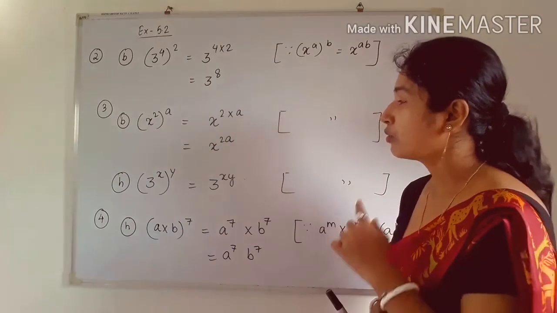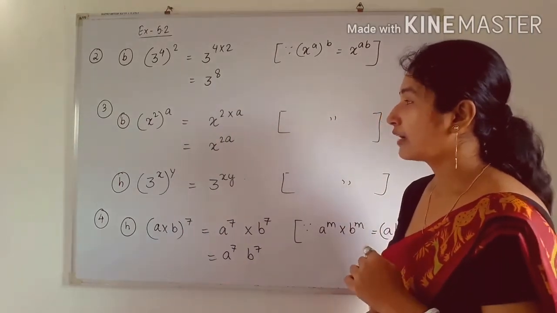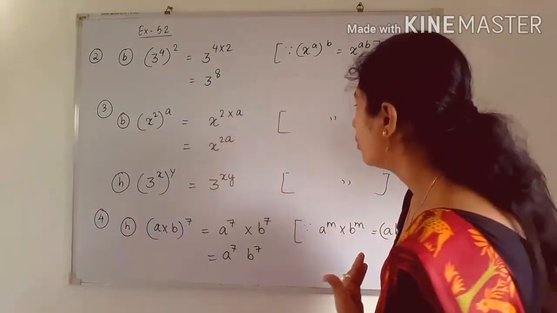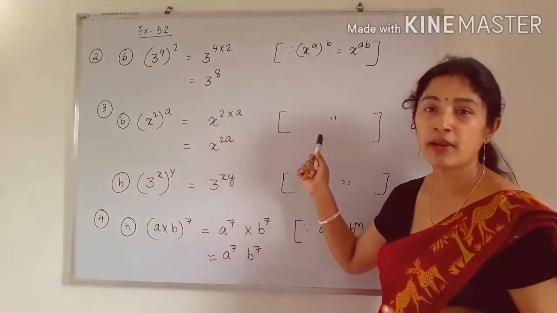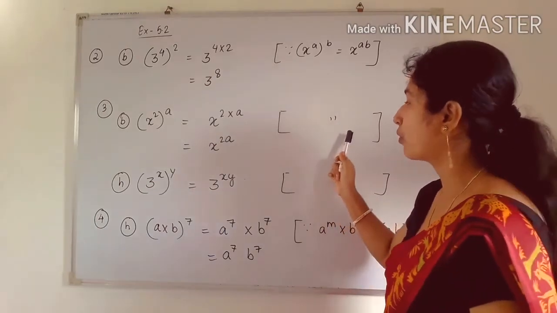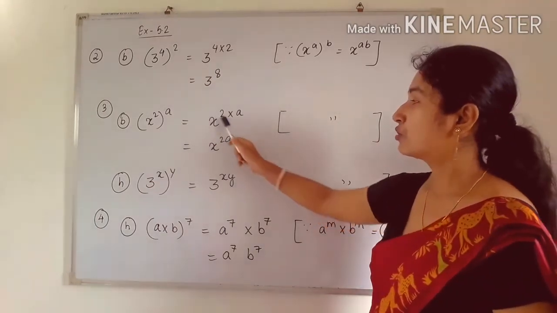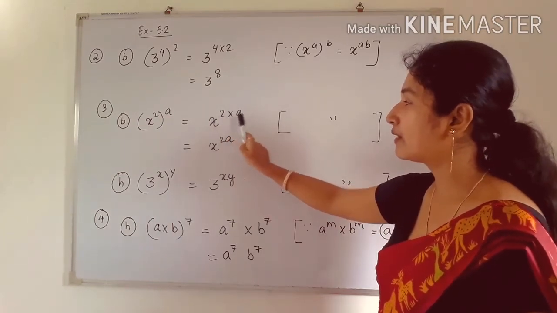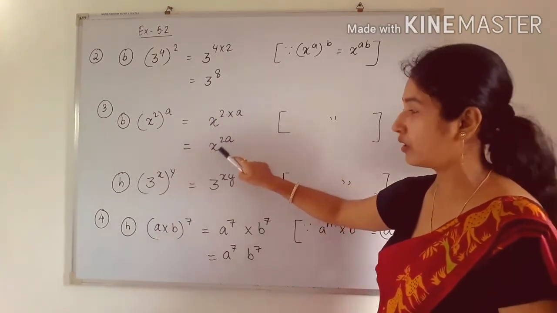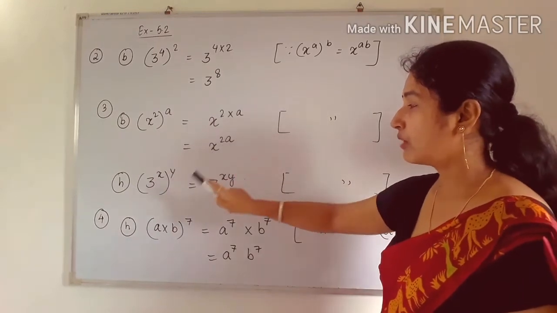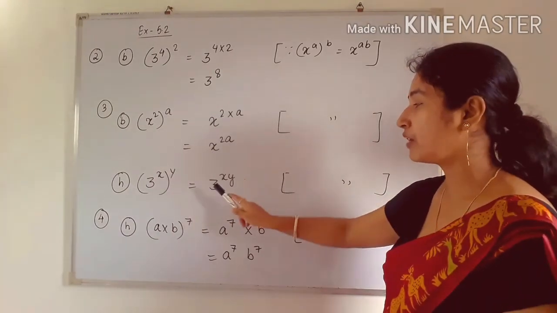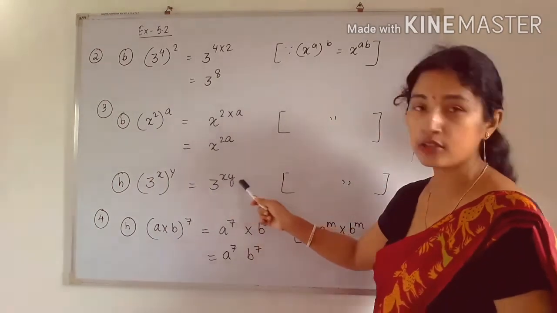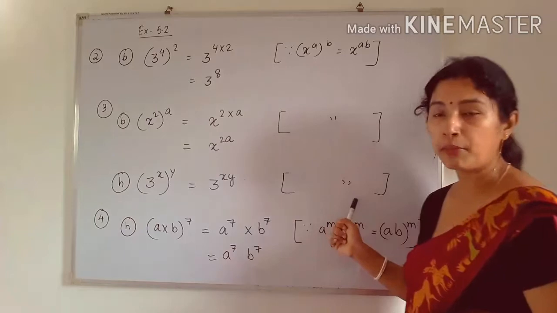So see, in question number 3, part B, x to the power 2 whole to the power a. Again we are applying the same law. So we have to write the same law here in this bracket. So we can write x to the power 2 into a, and what is 2 into a? We can write 2 into a as 2a only. So x to the power 2a. Similarly 3 to the power x whole to the power y, we can write 3 to the power x into y. So x into y can be written as xy. Same law here we are applying.